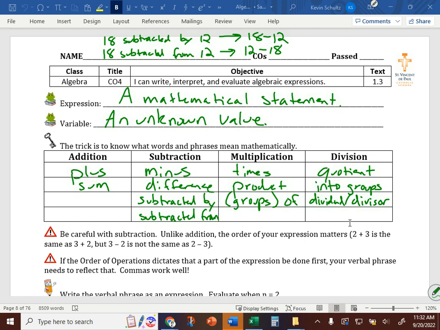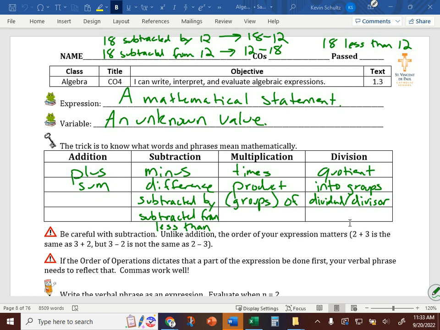And here's an example where the words can be a little bit tricky. Haley brought up less than. I'm going to add that one down here. And that's another one. 18 less than 12 versus 12 less than 18. If we were to do 18 less than 12, which expression would it be? Would it be 12 minus 18 or 18 minus 12?